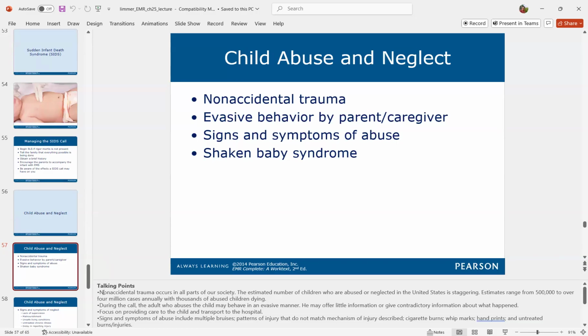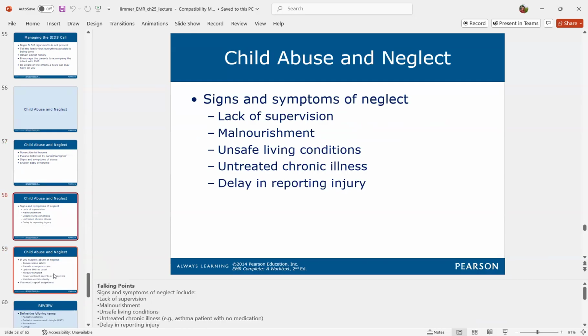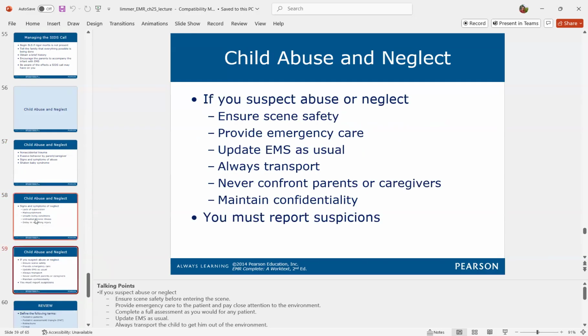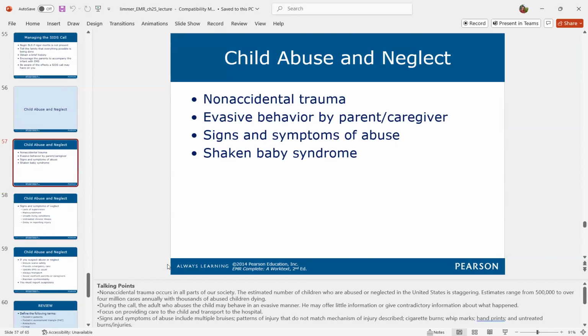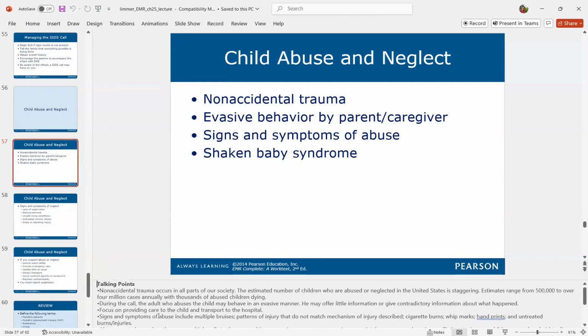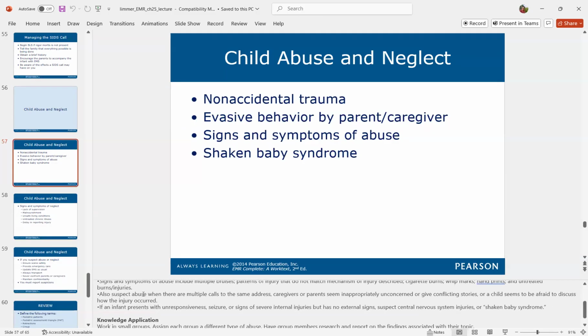Some signs and symptoms include, let's go over some of these. Some of the things that you'll see are multiple bruises and patterns of injury that don't match the mechanism they're telling you. Cigarette burns, whip marks, handprints, untreated burns. We also want to suspect abuse when there are multiple calls to the same address. Caregivers or parents seem inappropriately unconcerned, or they give conflicting stories to us.